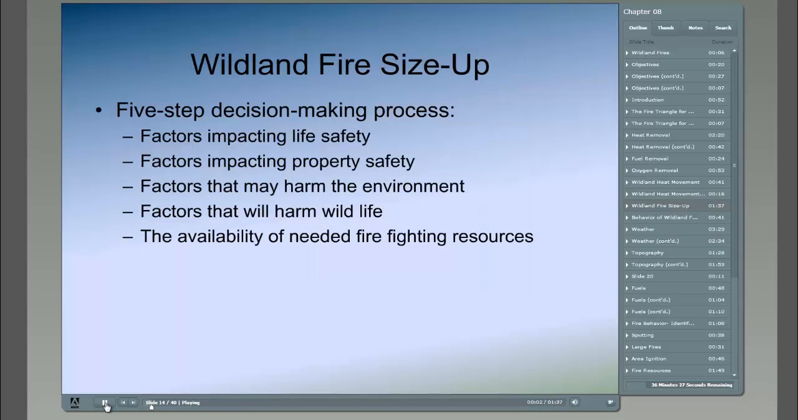On wildland fires, a 5-step decision-making process is applied to each of the following factors. Factors impacting life safety. Life safety concerns are those factors that may lead to death of civilians and or firefighters. Factors impacting property safety. Property safety is a concern because of the opportunity for rapid fire spread from a hot wildland fire into a structure, which may lead to a conflagration.